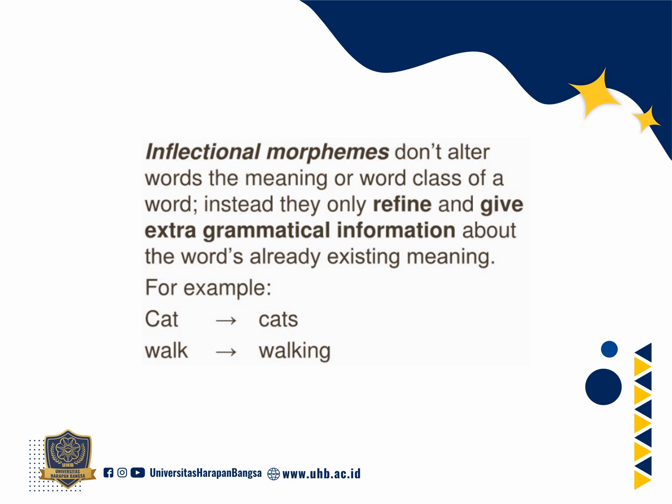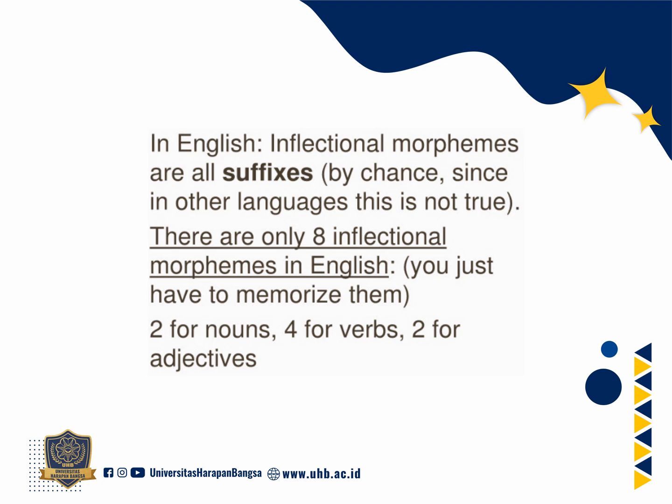And then inflectional morphemes don't alter the meaning or word class of a word. Instead, they only refine and give extra grammatical information about the word's already existing meaning. For example, cats, walks. In English, inflectional morphemes are all suffixes. They change, since in other languages this is not true. There are only 8 inflectional morphemes in English. You just have to memorize them.